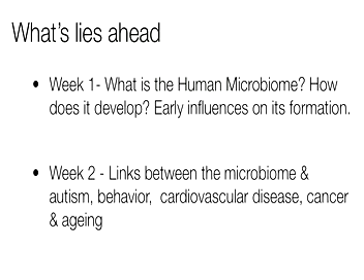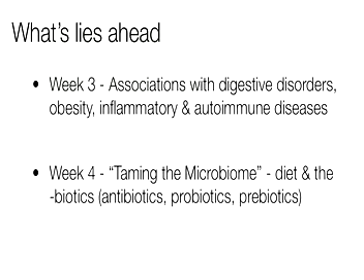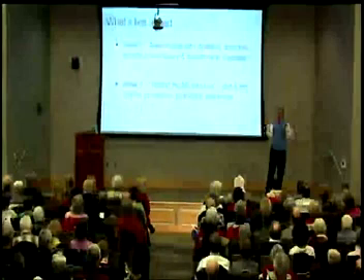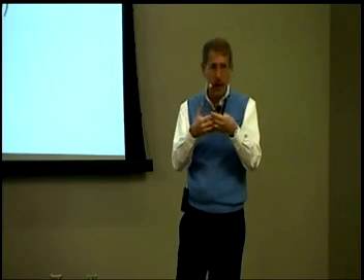All right, so here's what lies ahead for the next 4 weeks. Tonight we're going to talk about what our microbiome is, the finding of something called the human microbiome, and then how it develops and early influences on the microbiome. And then in weeks 2 and 3, we're going to talk about diseases that are associated with the microbiome. Next week, we're going to talk about some new data with autism, different forms of behavior, cardiovascular disease, cancer, and aging. And then the following week, the third week, we'll talk about microbiome connections to obesity, inflammatory disorders, and autoimmune disorders. So we'll spend 2 weeks talking about all the different places where we have at least started to build some linkages between the microbiome and health and disease.